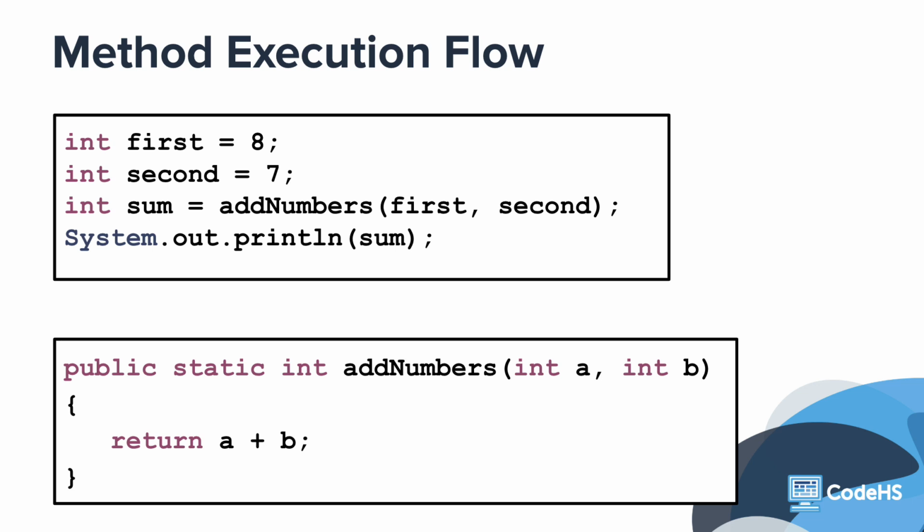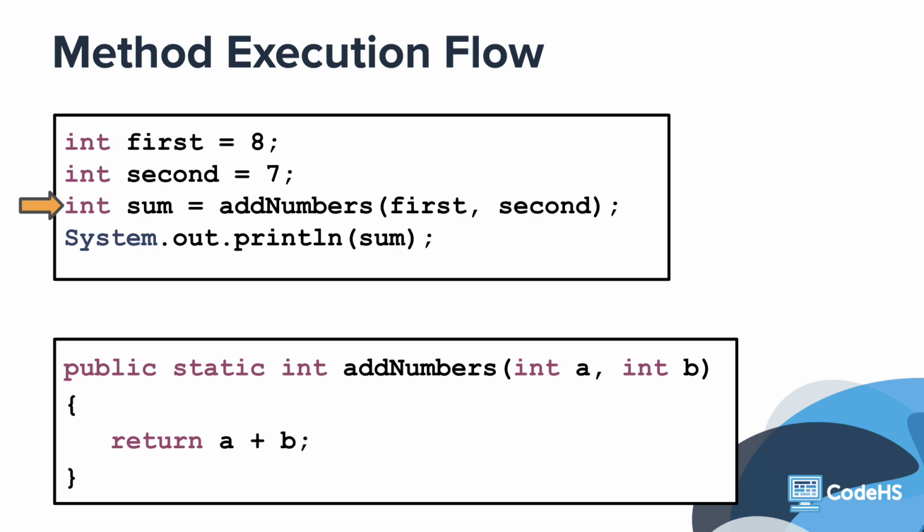Let's look at this last example in order to trace the execution of this program. When run, the program starts at this first line, then the second line, assigning the first and second variables the values of 7 and 8 respectively. It then moves on to the next line, where it calls the addNumbers method with the values of the first and second variables as the arguments.